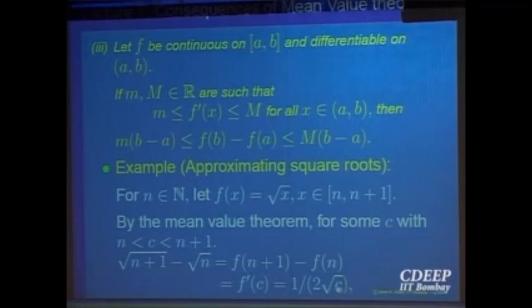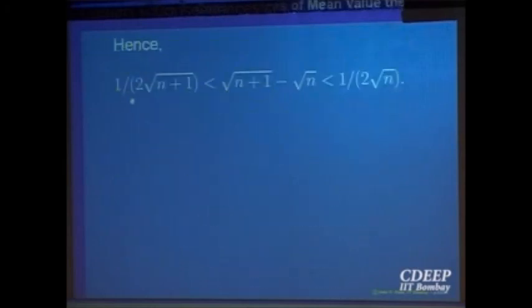But where is the point c? That is between n and n plus 1. If c is bigger than n, then 1 over square root c will be less than 1 over square root n. So I have a bound for this also. So I can use that and write 1 over 2 square root of n plus 1 is less than square root of n plus 1 minus square root n, which is less than the value at the other endpoint for c. So I get an estimate for square roots.